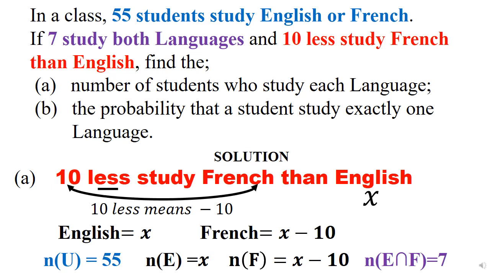Now the question also gave us the number of members in the intersection from the phrase "7 study both languages." Both languages means both English and French. So we have the number of E intersection F equal to 7.